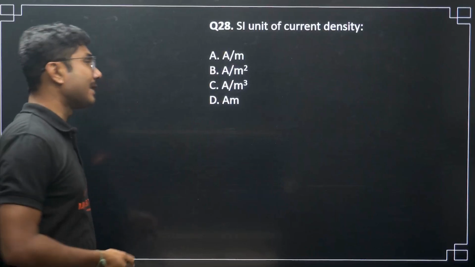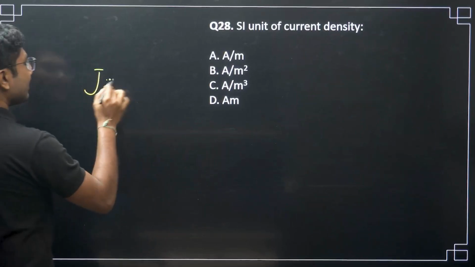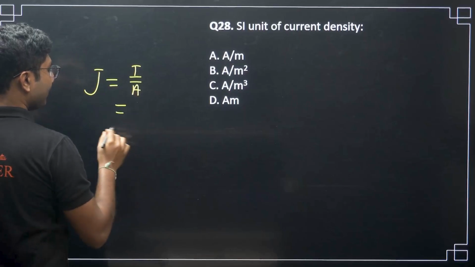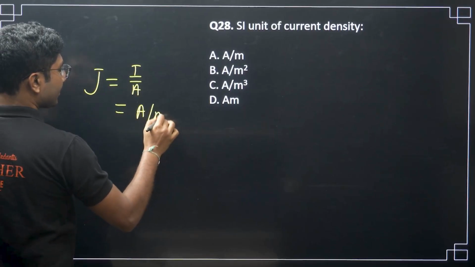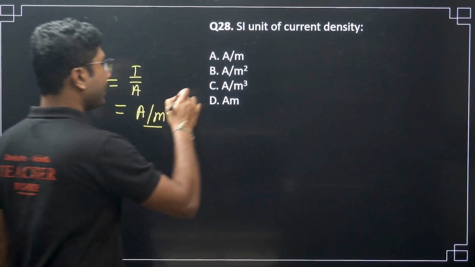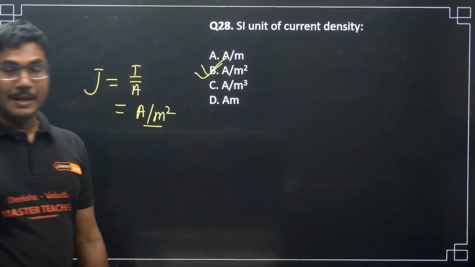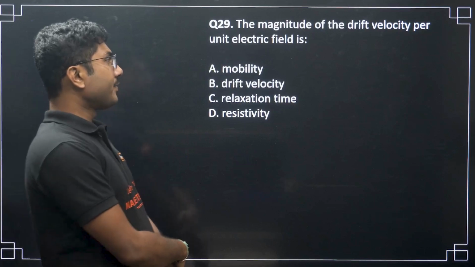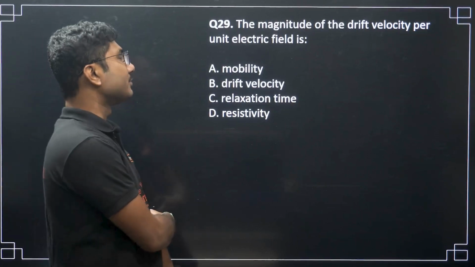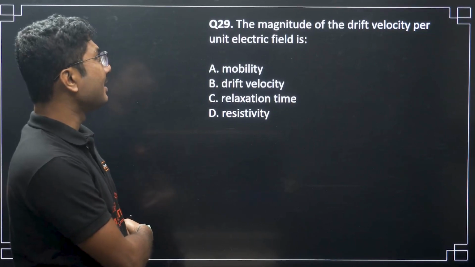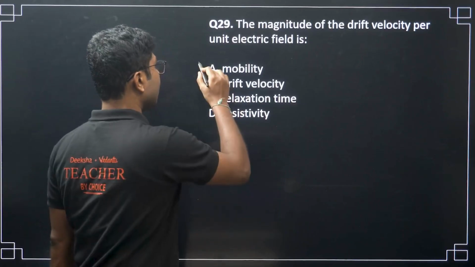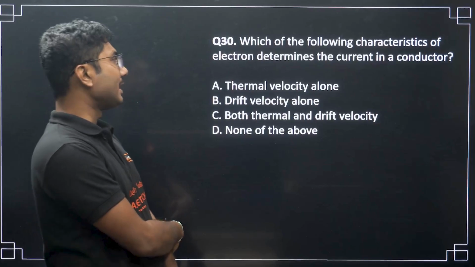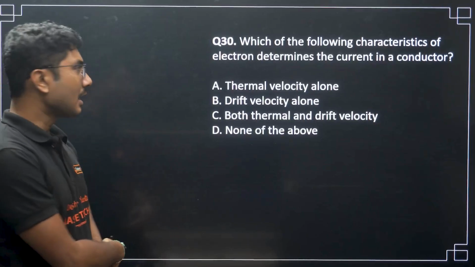SI unit of current density. Now current density J is equal to current divided by area. That means its unit will be ampere per meter square, or ampere meter to the power minus 2. The magnitude of drift velocity per unit electric field. So the magnitude of drift velocity per unit electric field is called mobility. This is the answer.